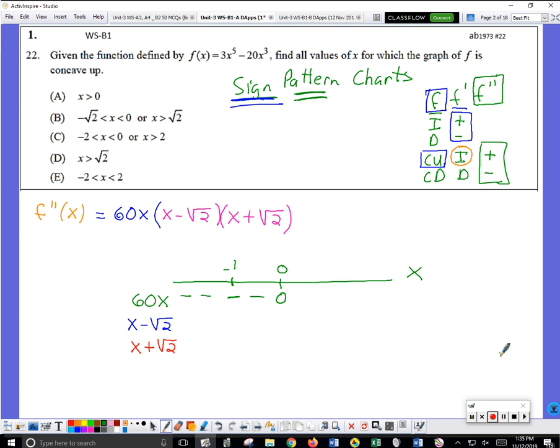So do we make like a separate sign pattern chart for each factor? Well, it's perfect. No, you both are doing really well. But since we know that anything to the left of 0 is going to be negative, doesn't that prove that B, C, and E are all wrong? Not necessarily. I'll show you why in a minute. Good question.